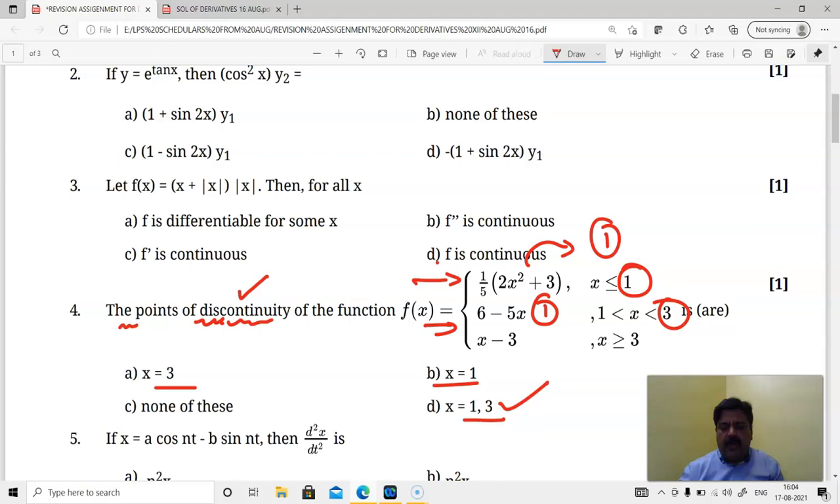Okay, let's see, at 1 it is continuous, so this option is going to be incorrect, right? And this option is also going to be incorrect. Let's check x is equal to 3. Now if I put x is equal to 3 over here, I'll get 0.